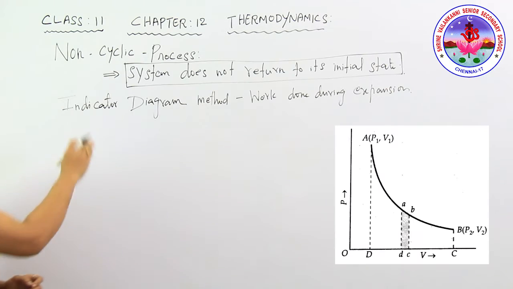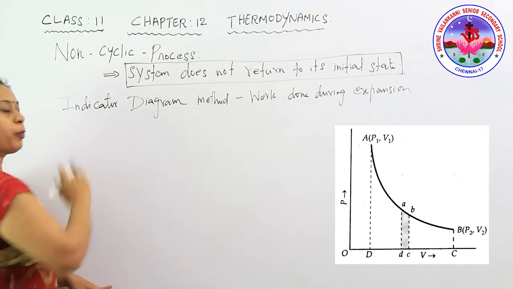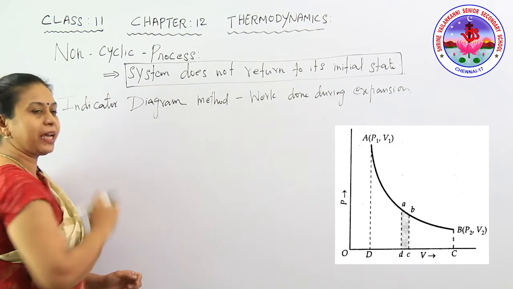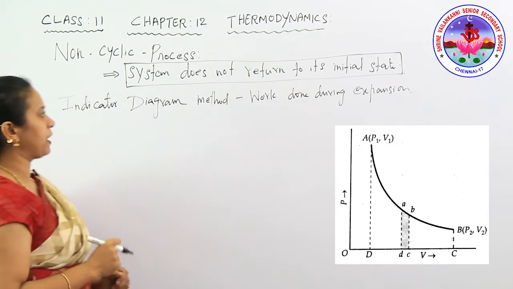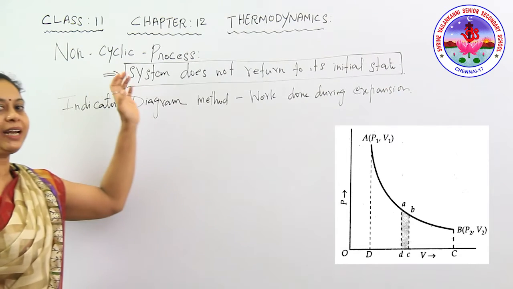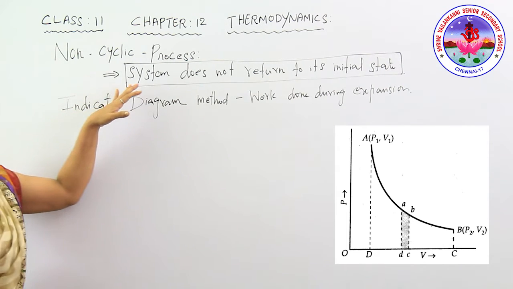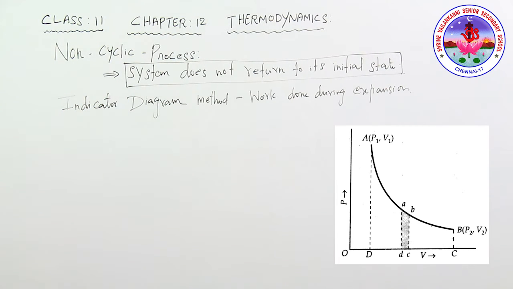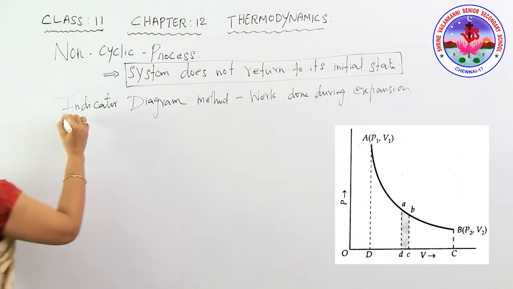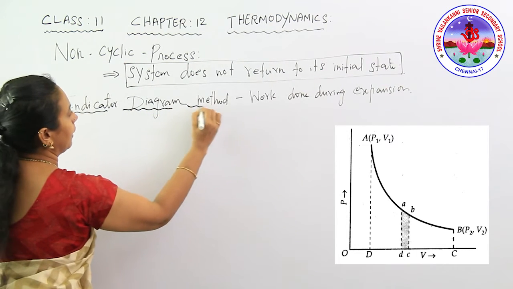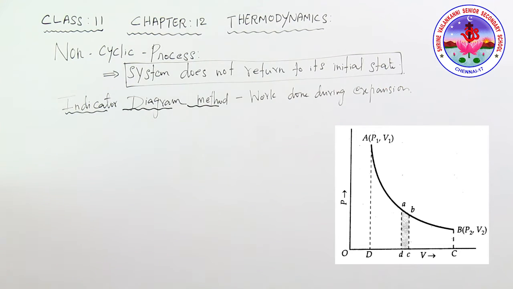Yes. Now let us see about the non-cyclic process and the indicator diagram method for the work done during the expansion. See, what is a non-cyclic process? We can say that the system does not return to its initial state. That means a non-cyclic process is one in which the system, whichever system we have taken, will not come to the initial state.